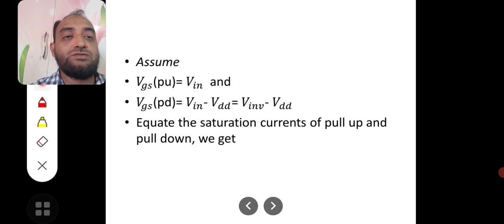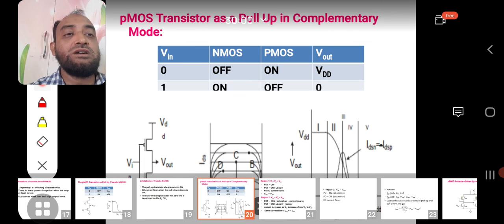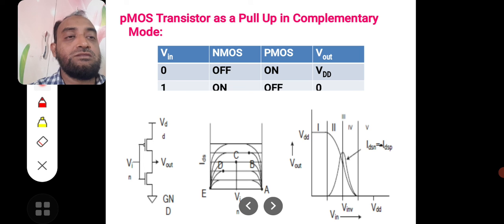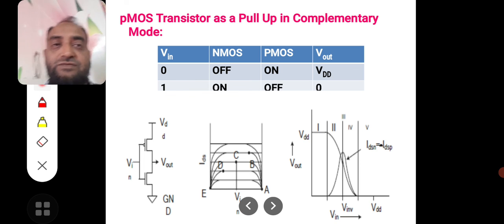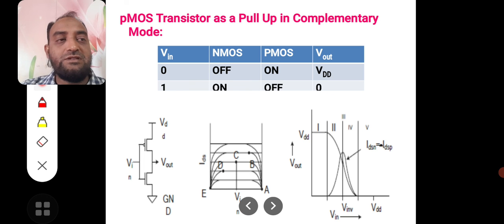The rest of the two regions are similar to region 2 and region 1. So that is why much explanation is not required. What happened in this region, if you reverse this, that will give you the explanation. I hope you understood. Thank you.